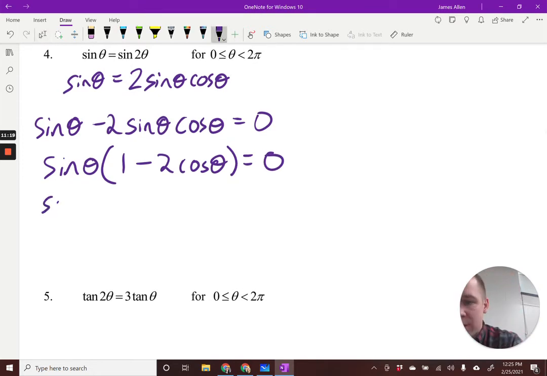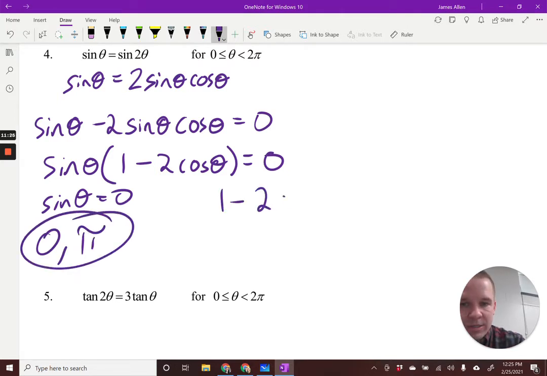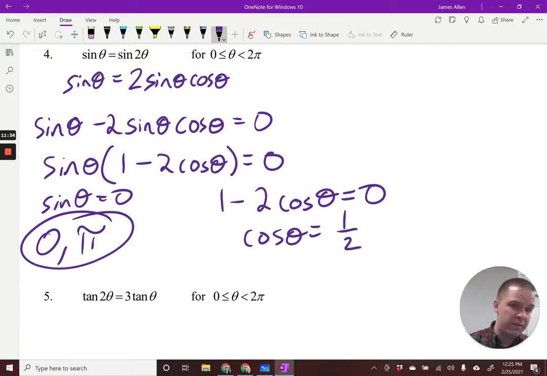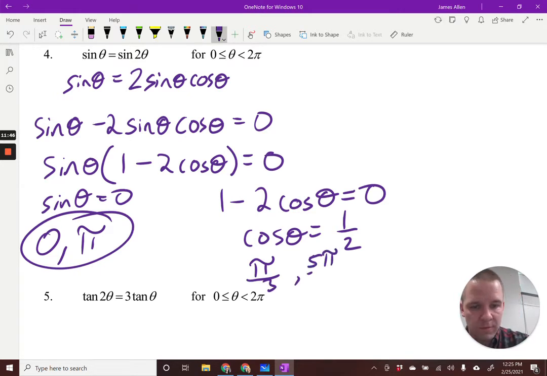So I can set each one of these equal to 0. I already know sine of theta equals 0 at 0 and pi. And then 1 minus 2 cosine of theta equals 0, so cosine of theta equals positive 1/2, because it's going to be -1 divided by -2. Where does cosine equal positive 1/2? That would be in my first quadrant at pi over 3, and in my fourth quadrant at 5 pi over 3.